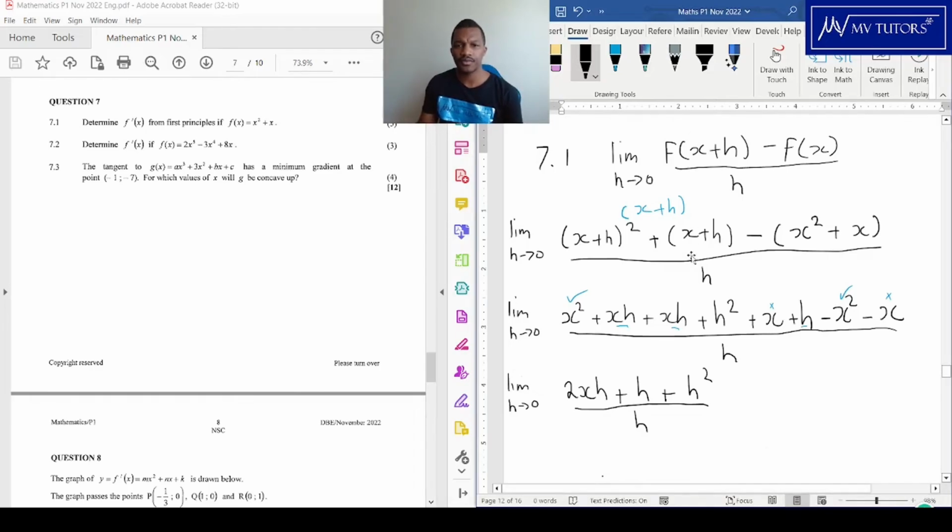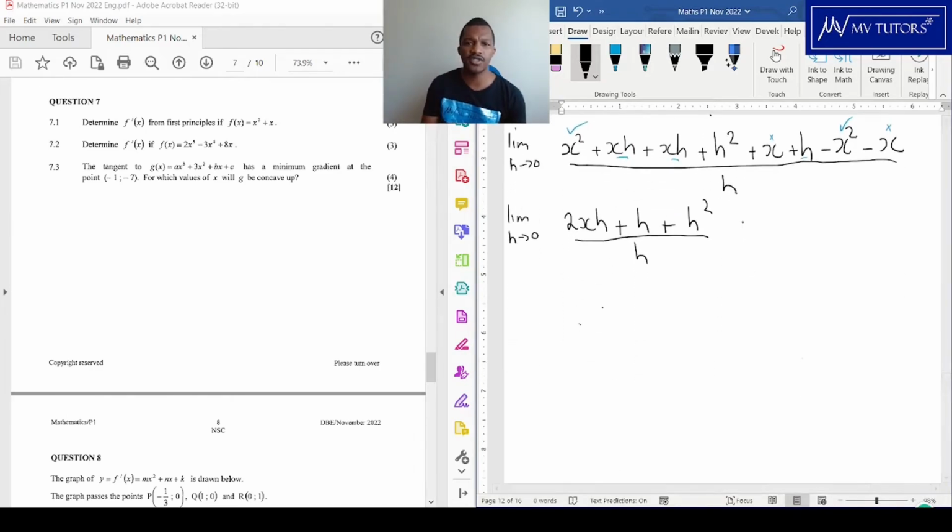Cool. We need to continue on this trajectory. Unfortunately, we keep having to write this thing. So now what we can do is factorize, take out h as a common factor, because this one has h, that's an h, and that one has an h. So for this one, it's going to be just 2x.